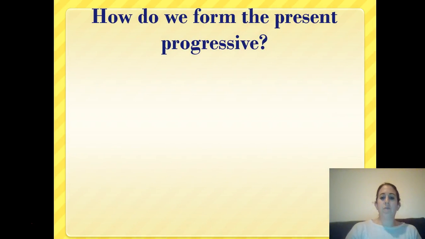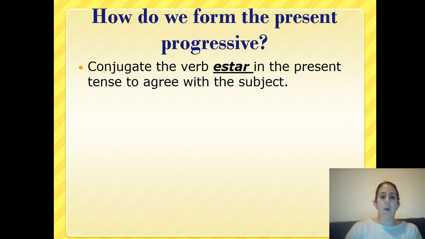Okay, so then how do we form this present progressive? If you've heard it and you can see it in those examples, it's a compound conjugation. So there's going to be two parts to our conjugations. The first part, we're going to conjugate the verb estar in the present tense to agree with the subject. Alright, so I want you to stop and go through your head your conjugations of estar.